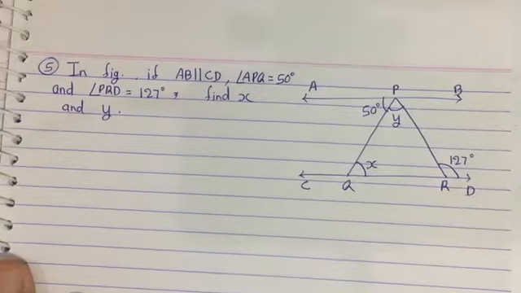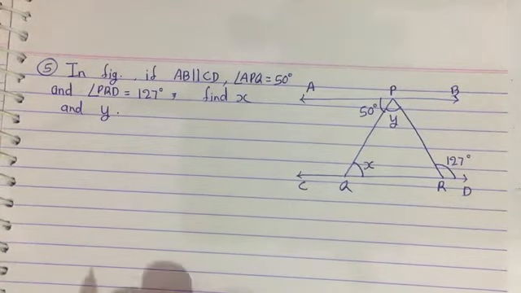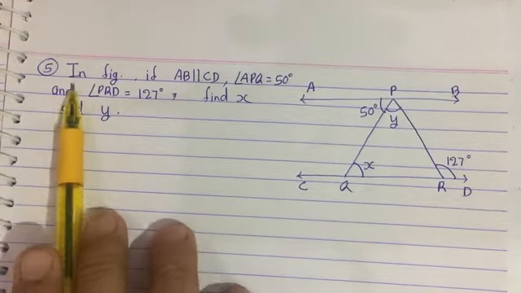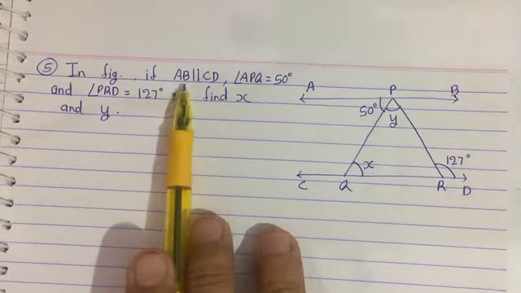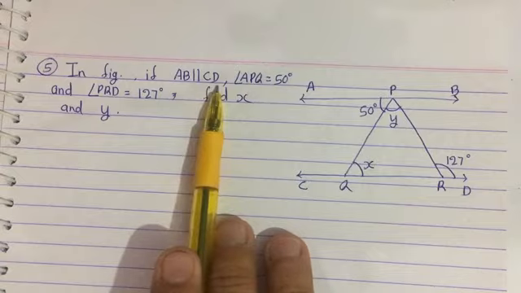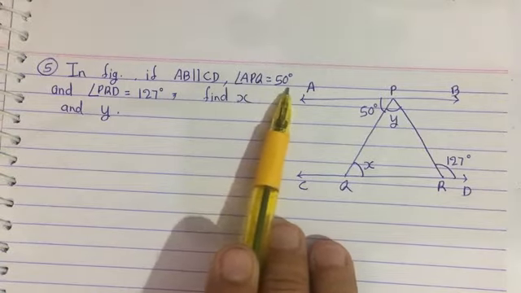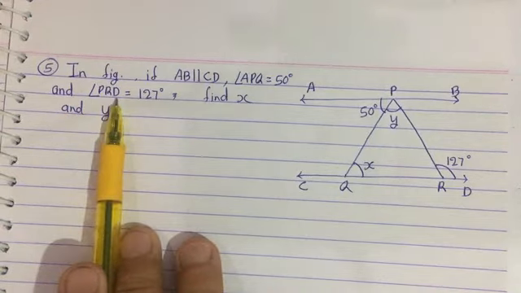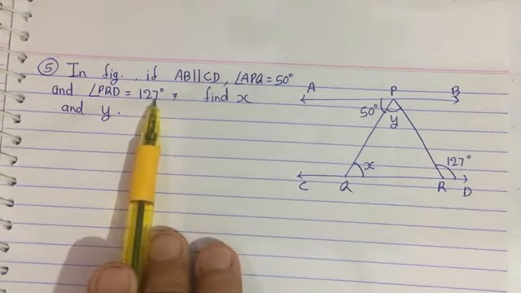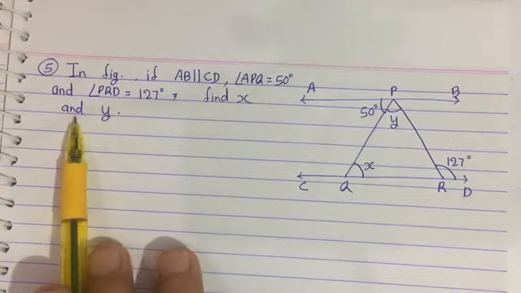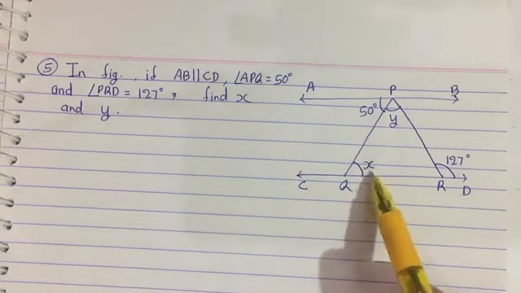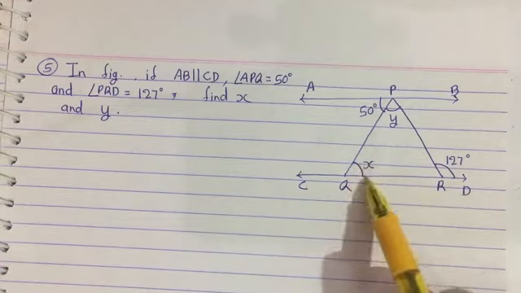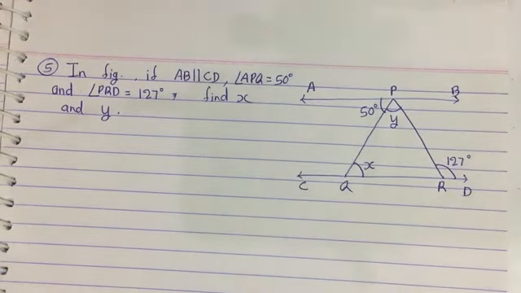Now the fifth question is your homework. This is the fifth question. I just want to read this question. In the figure, if AB is parallel to CD, angle APQ is equal to 50 degrees and angle PRD is equal to 127 degrees, you have to find the value of x and y. You have to find the values of x and y. You have to do the same thing.